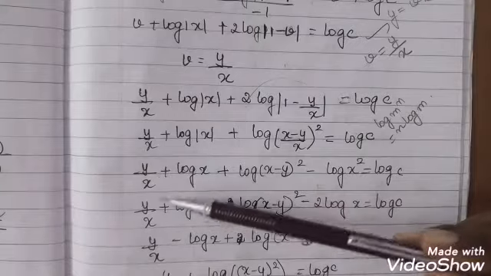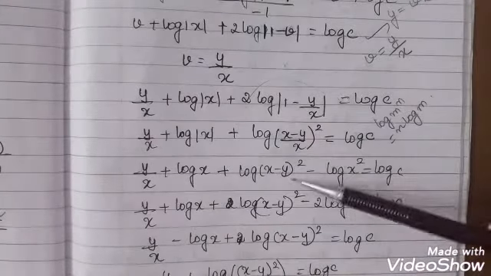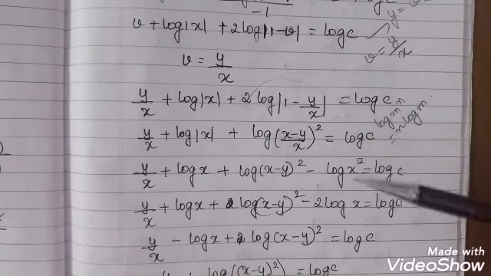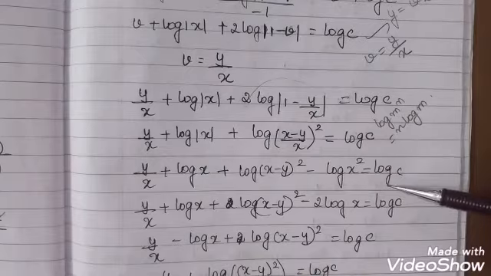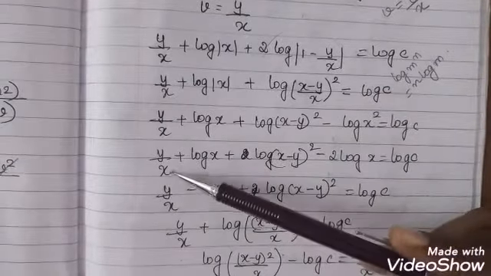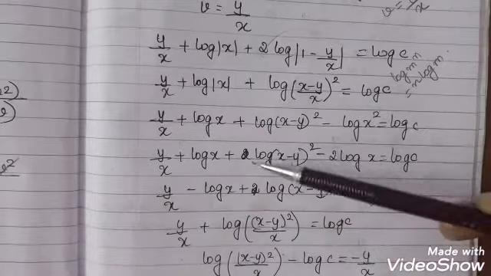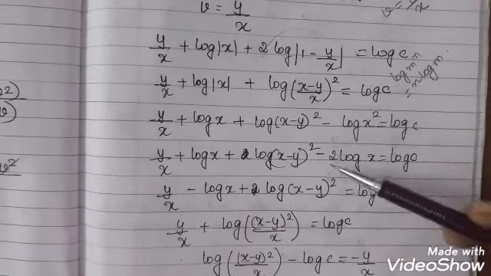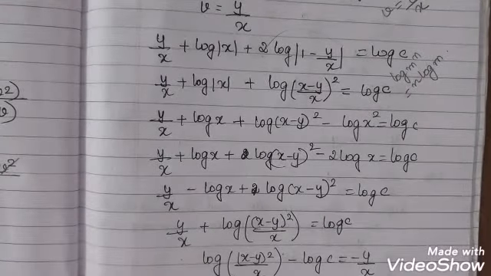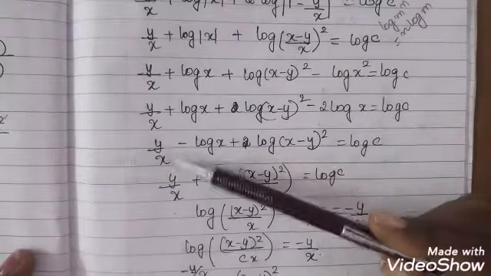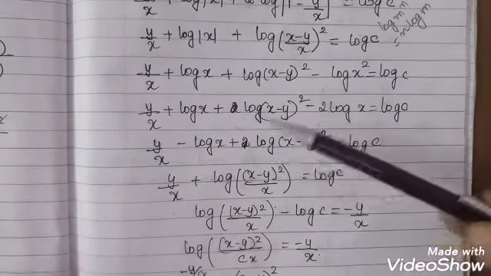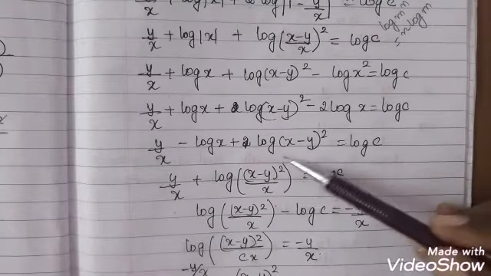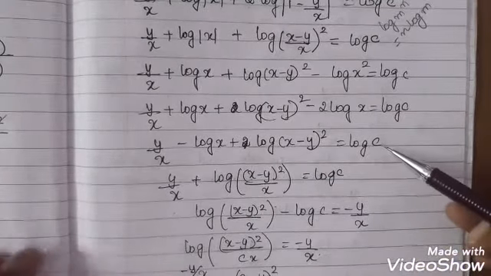So I can write it as y by x plus log x plus log of x minus y the whole squared minus log x squared, which is equal to log constant. Here y by x plus log x plus log of x minus y the whole squared, and this becomes minus 2 log x, equal to log constant. Got it? So here you have y by x, log x minus 2 log x gives minus log x, plus log of x minus y the whole squared is equal to log constant.